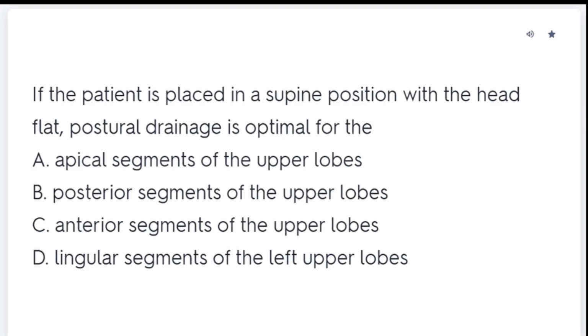If the patient is placed in a supine position with the head flat, postural drainage is optimal for the: A. apical segments of the upper lobes, B. posterior segments of the upper lobes, C. anterior segments of the upper lobes, D. lingular segments of the left upper lobe.